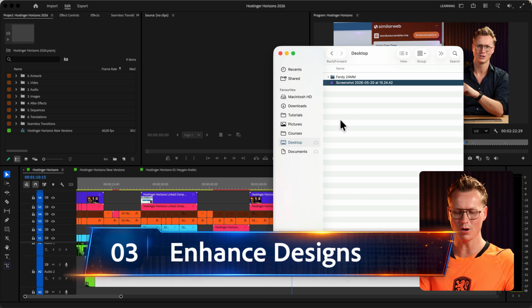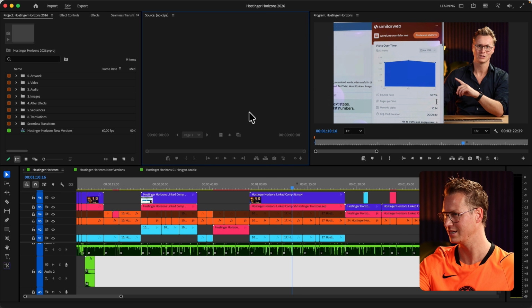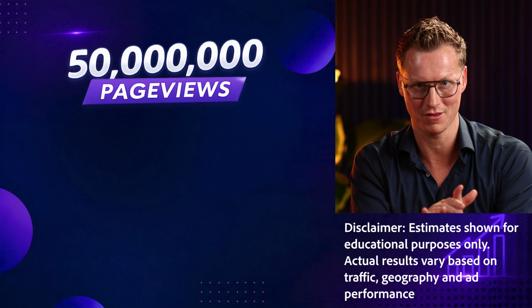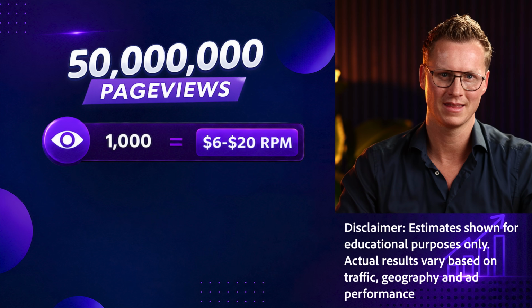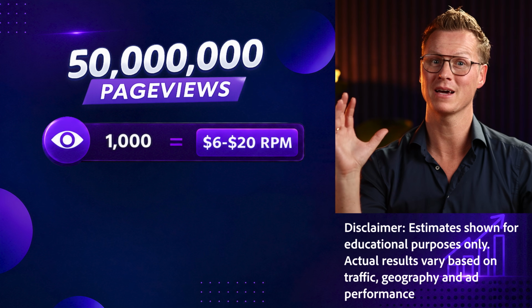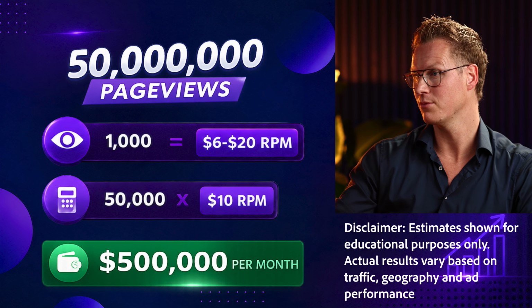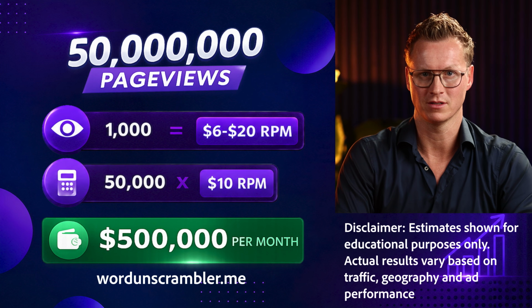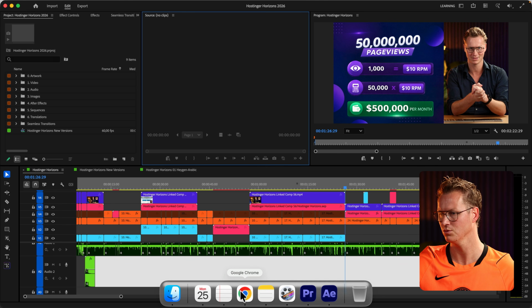I use ChatGPT to go from something like this, no style, just numbers, to this. 50 million page views per month. Let's say the RPM is between $6 and $20. Let's say it's 10. You have 50 million page views divided by 1,000 times $10. Then theoretically, this could be the monthly revenue of wordunscrambler.me. So what I've done, I went to ChatGPT with that image I just show you without any style.